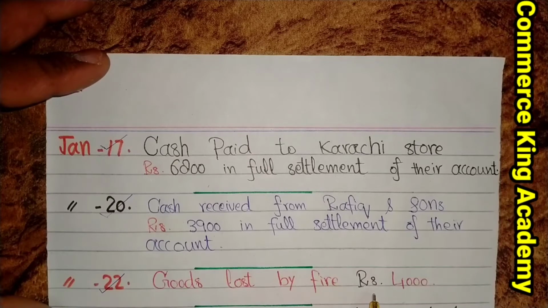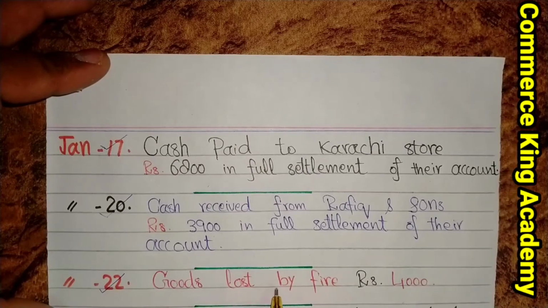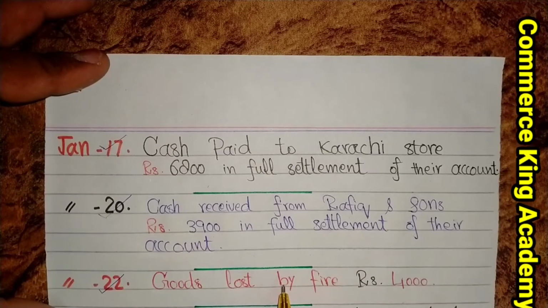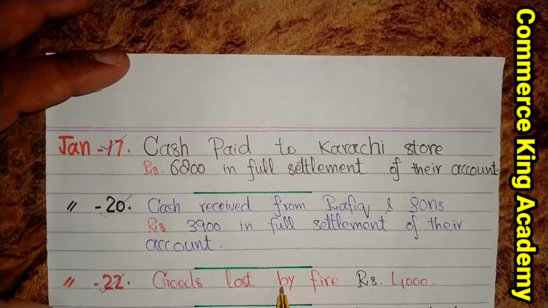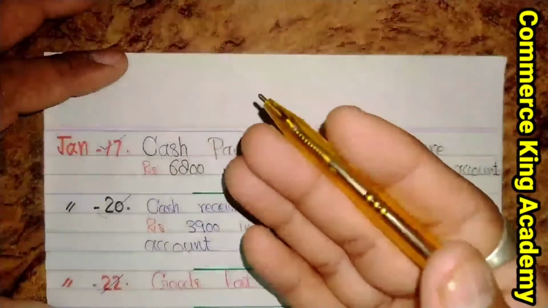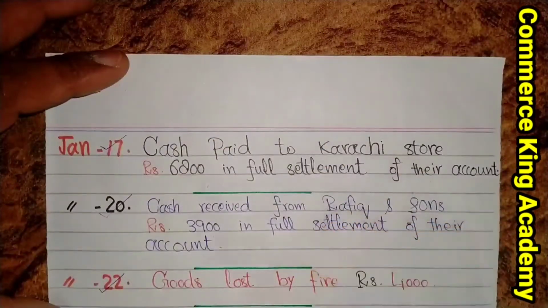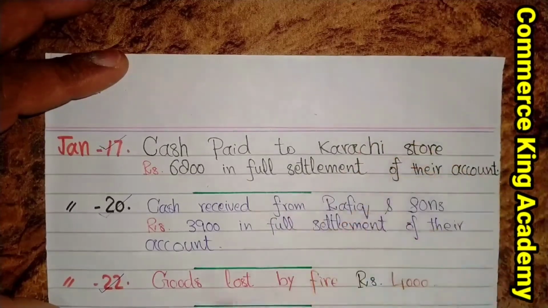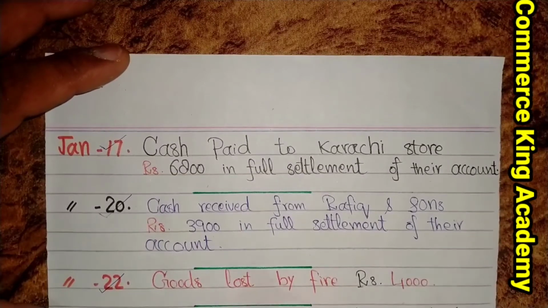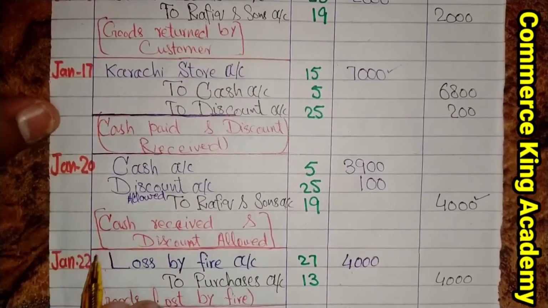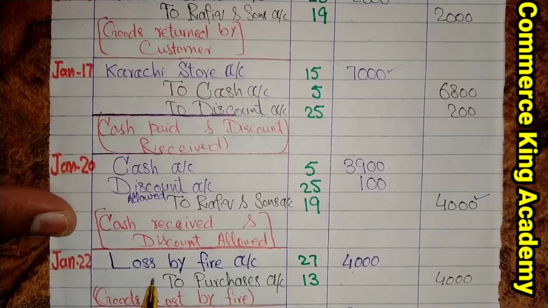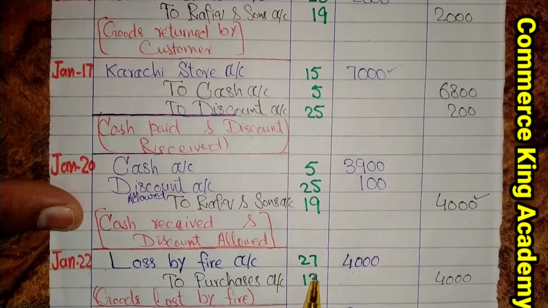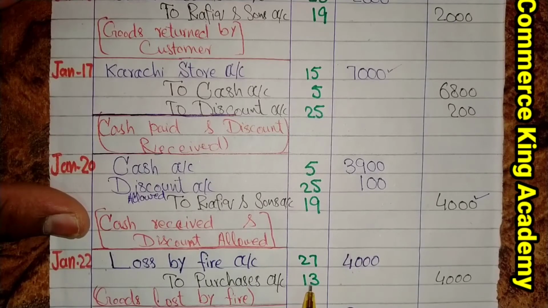Okay. You must keep in mind that goods lost by fire, or given as samples to customers, or lost in case of theft, ultimately reduce the purchases stock. So the purchases account will be credited against goods lost. So this is the journal entry of this transaction, Jan 22: lost goods by fire account debit with ledger folio number 27, to purchases account credit with ledger folio number 13.